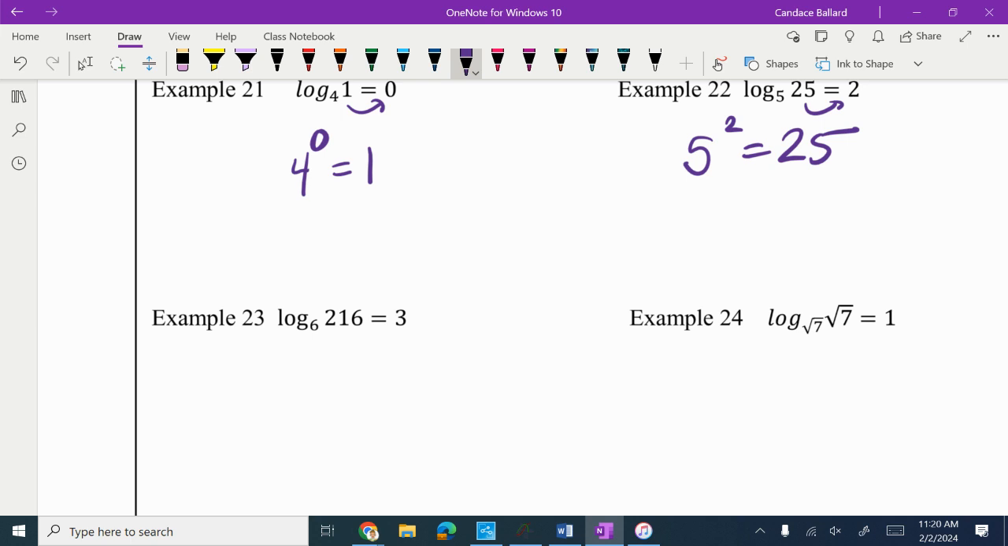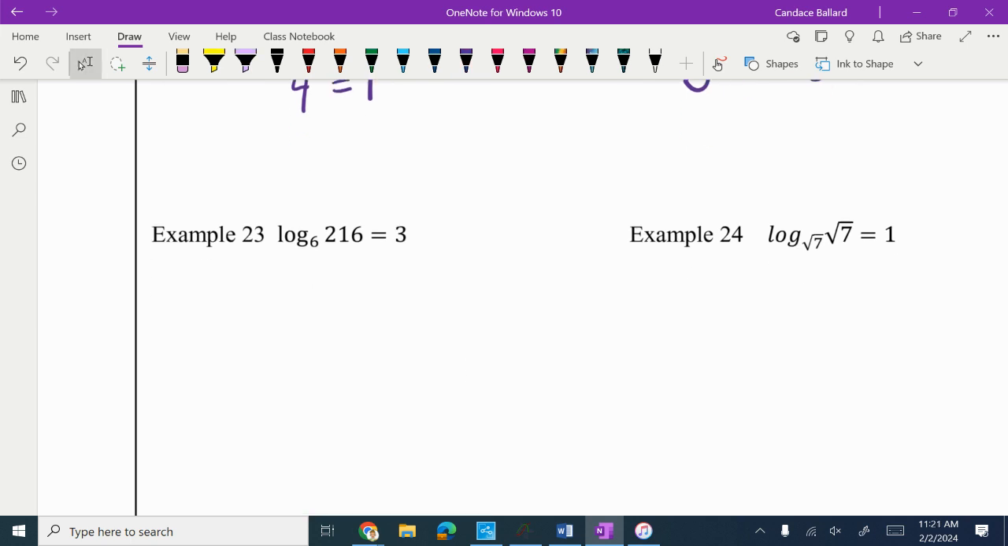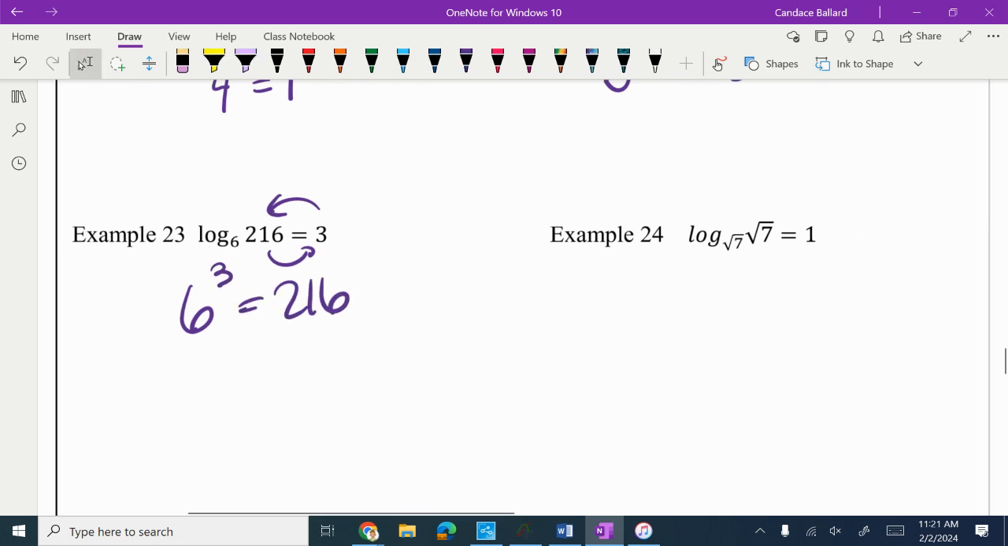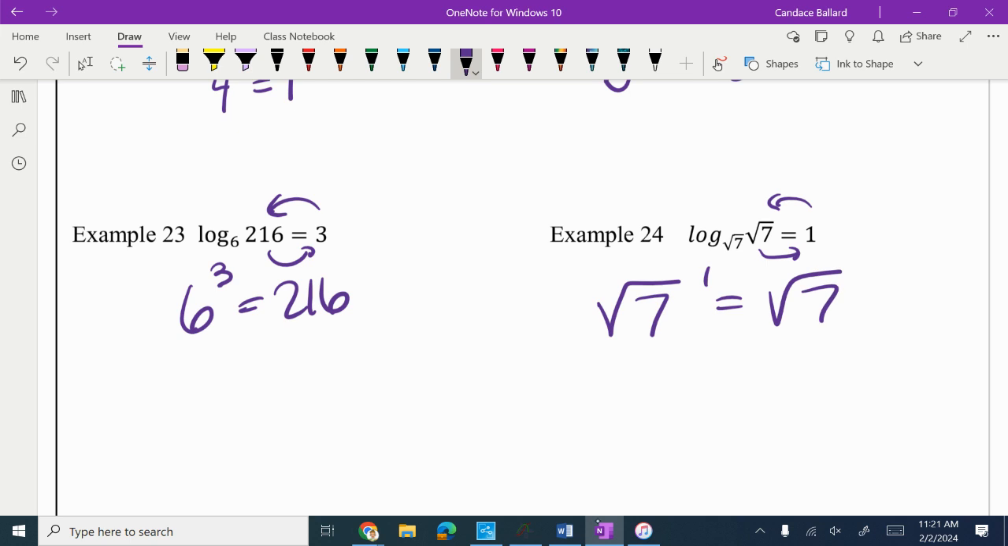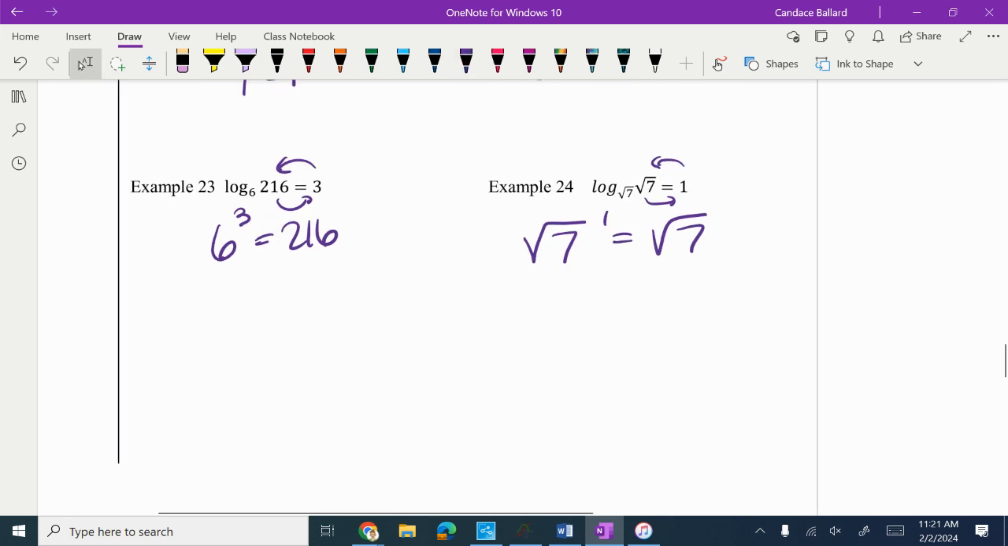All right, on 23, what's the base? 6, and I'm going to loop this around. What's my new exponent? Equals? 216. Good. All right, on 24, what's the base? Square root of 7. What's my new exponent? Equals? Yeah. So we can't be scared of what's there, right? It might look weird sometimes. It's not a big deal. Okay? All right. I think that's it, right?